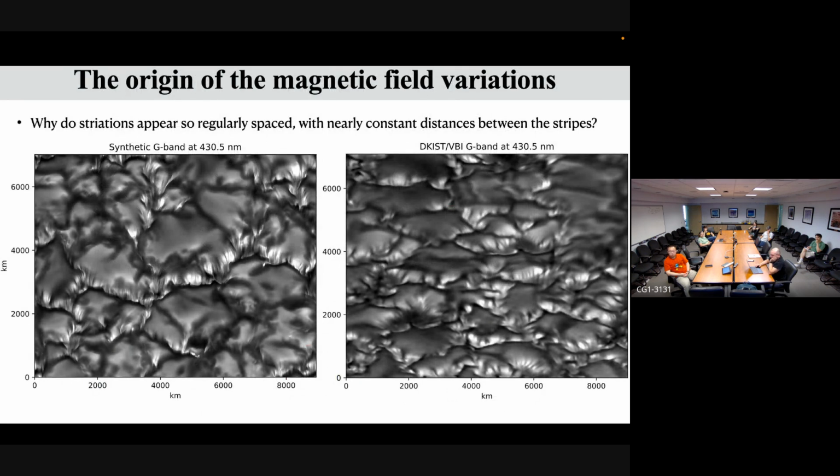Okay, now the next question is, where is this magnetic field variation coming from, what creates this variation? So from images, we can say that these striations appear more or less regularly spaced, a nearly constant distance between the stripes. Does this tell us anything?